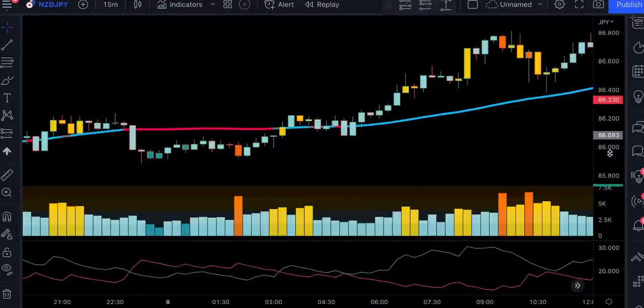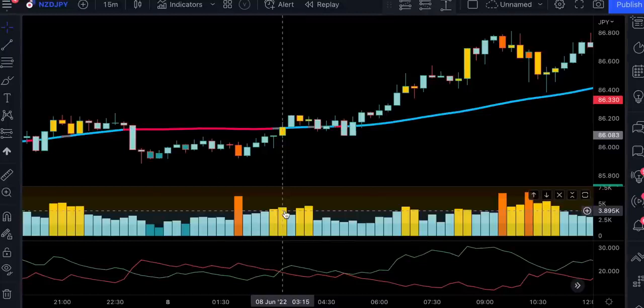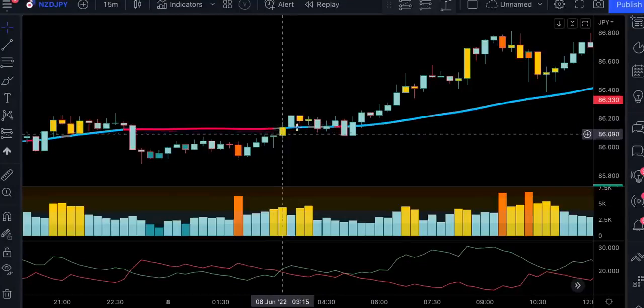Here's an important example where you wouldn't have taken a long trade. So we see that the ADX is confirming a buy signal. The volume histogram is colored in yellow. However, even though the price action is closed above the baseline, the baseline is gray color. So we would have skipped this trade.